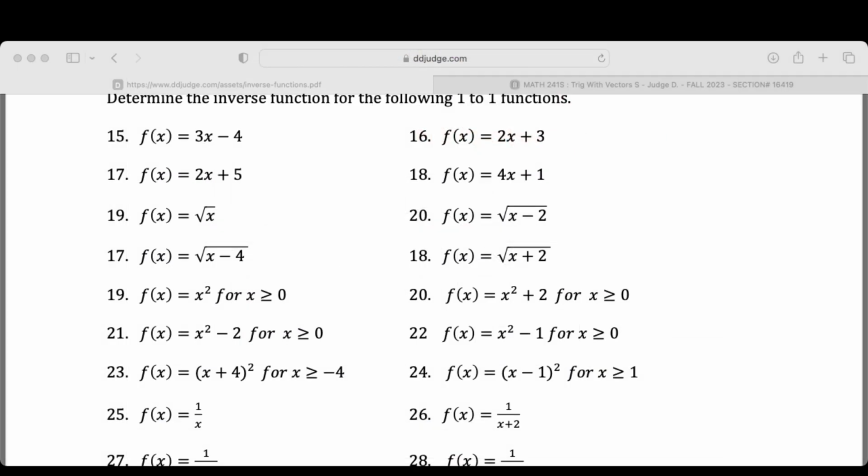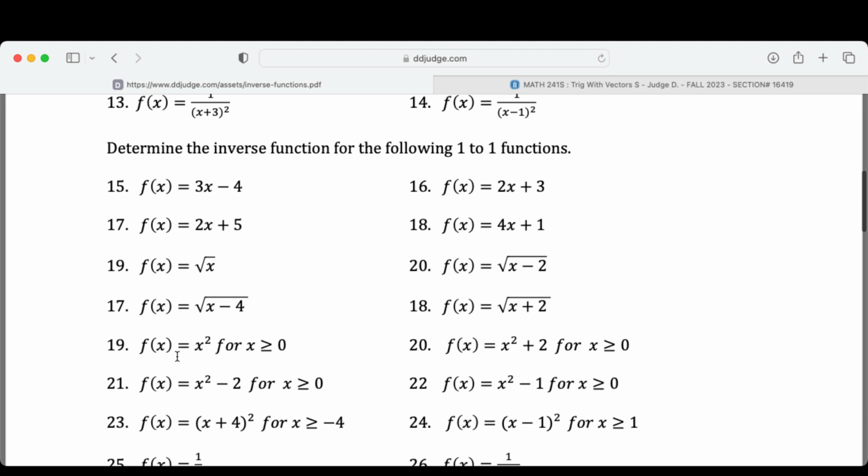Yeah, like in question number 19 and 20 and 21 and 22, 23 and 24, those are all parabolas. They're not 1 to 1. And it says determine the what? The inverse function for the following 1 to 1 functions. Oh, I apologize. They are 1 to 1. And you say, how did you make them 1 to 1? What did we have to do? It's right here. What did we do in intermediate algebra to make those functions 1 to 1? It's right there.